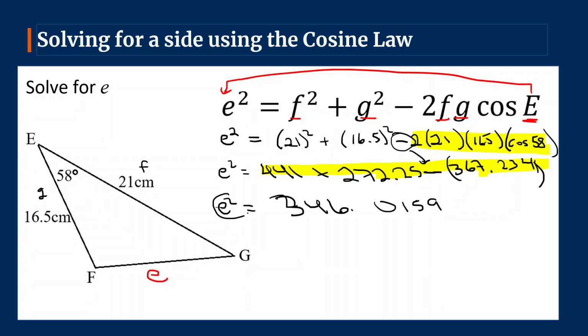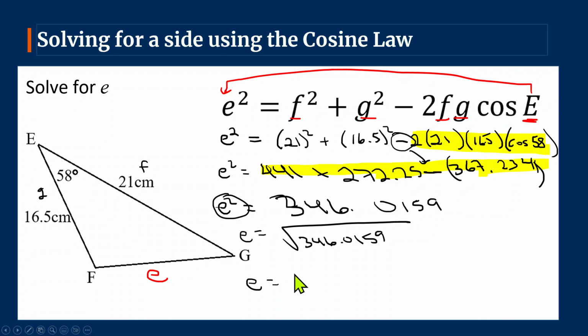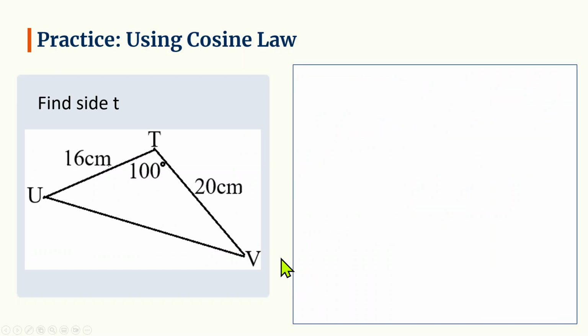346.0159, but of course that's not e, that's e squared. So now I need to take the square root of this number, and the square root of that answer is 18.6. Again, 1 decimal place in your answer.